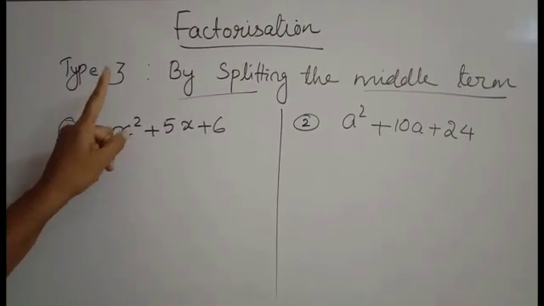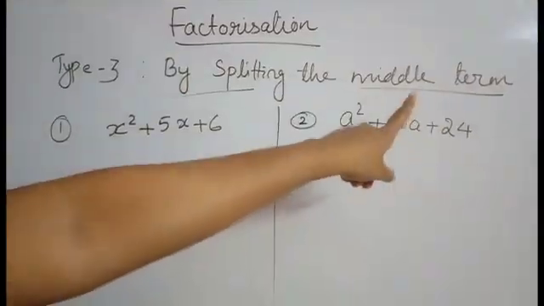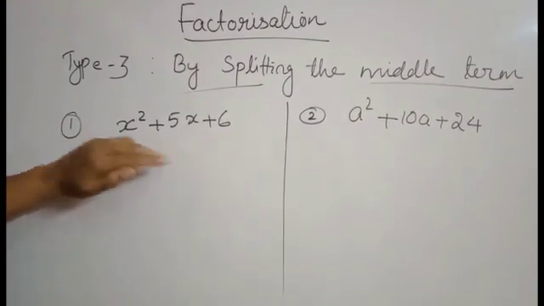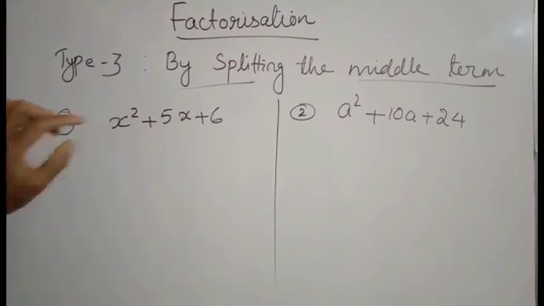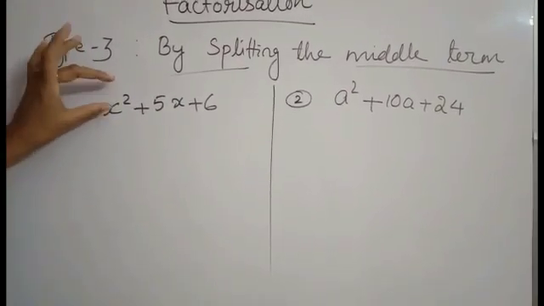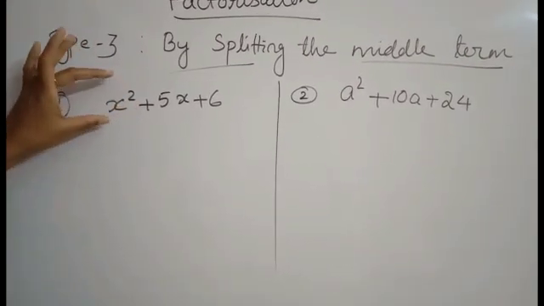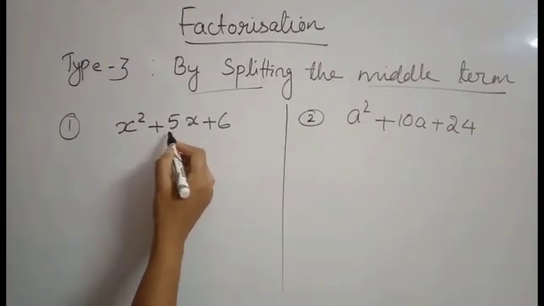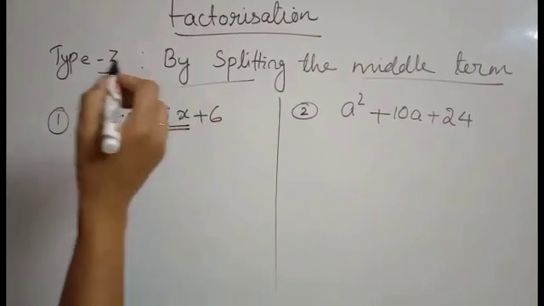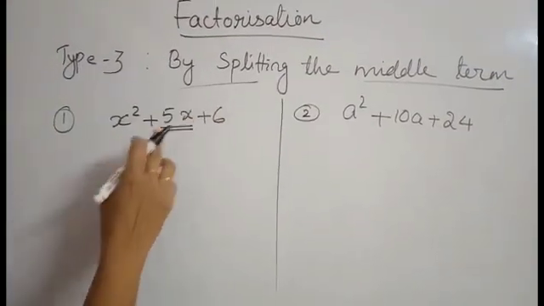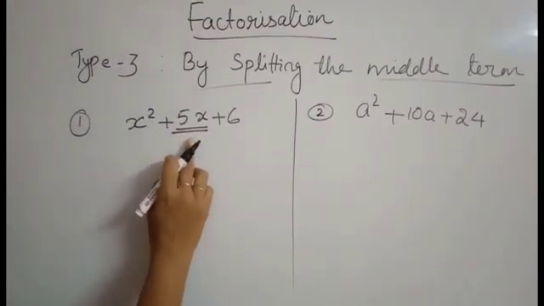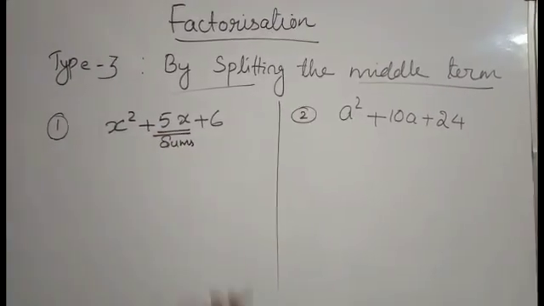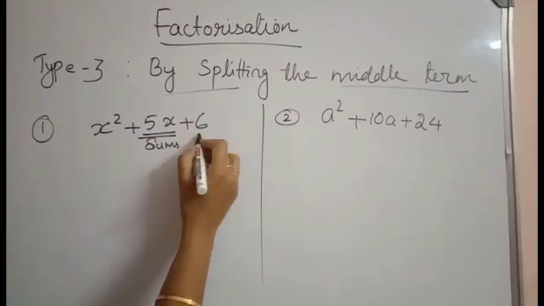The type 3 is by splitting the middle term. So consider this expression. This is a quadratic expression since it is a second degree expression. The variable is x here and the highest power is 2. Therefore, this is a quadratic expression. And here the middle term is the term with coefficient of x. The coefficient of x is 5 here and this is known as the sum of this expression, and here this 6 is the product.